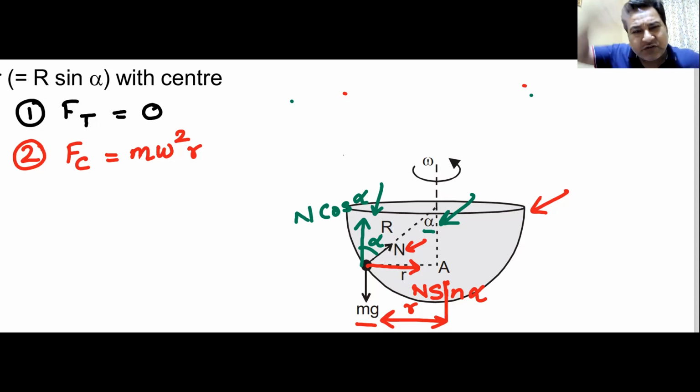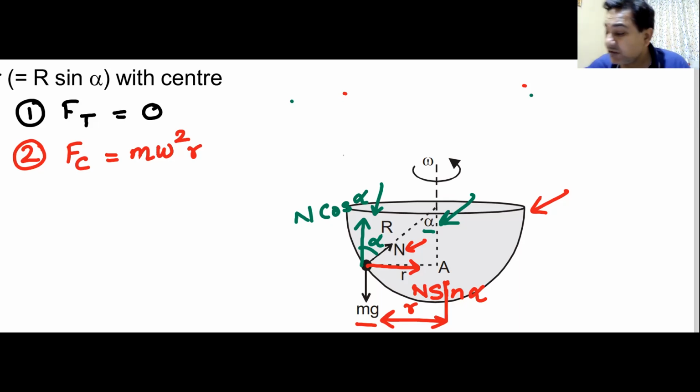The only thing is there is no string. Instead of the string, you have a hemispherical bowl. The radius of the hemispherical bowl is capital R. Think about it as a conical pendulum. This capital R is actually L, the length of the conical pendulum. Do we all understand this? Can I have some raise hand that we understand this?